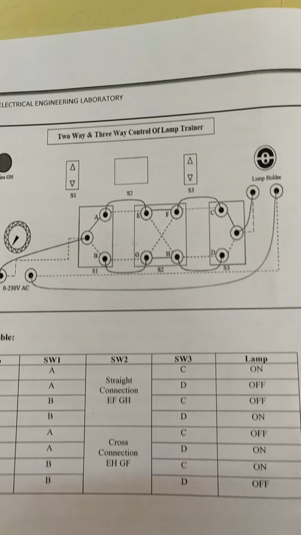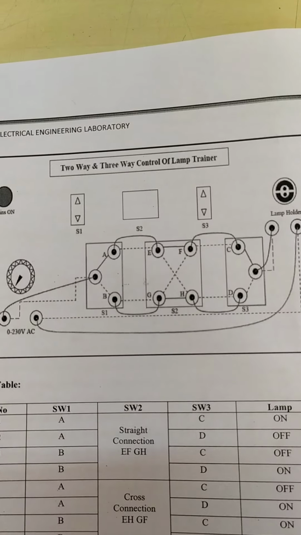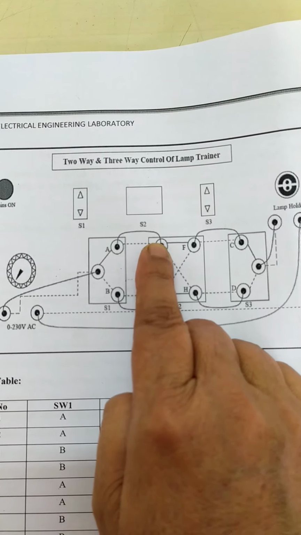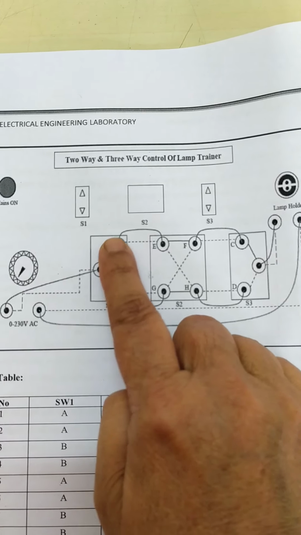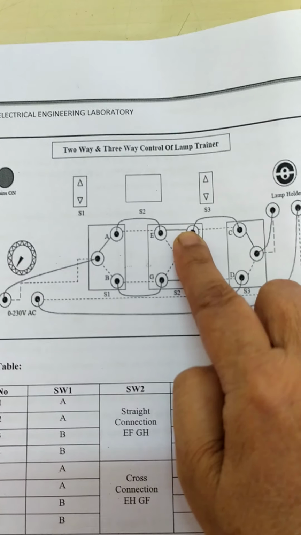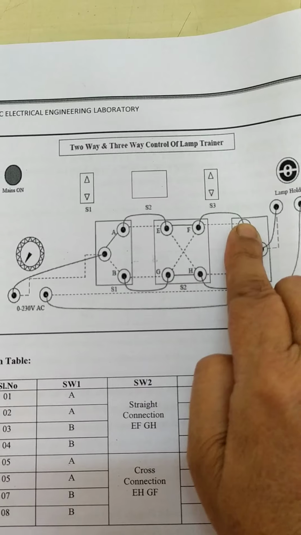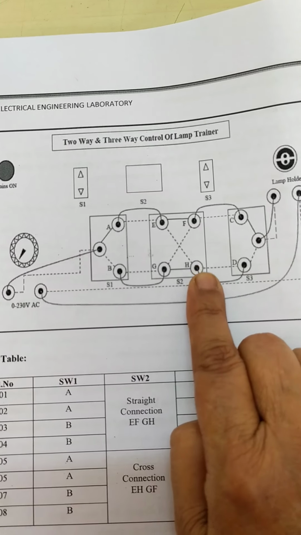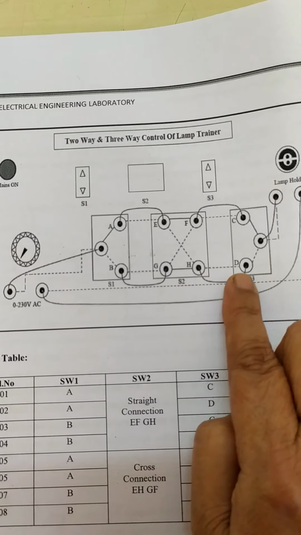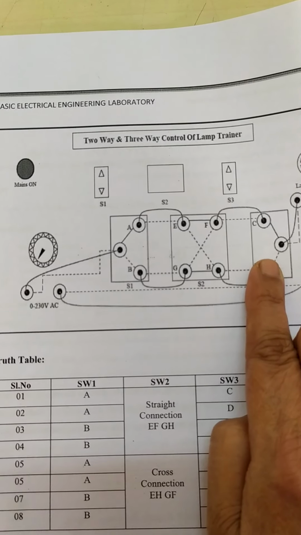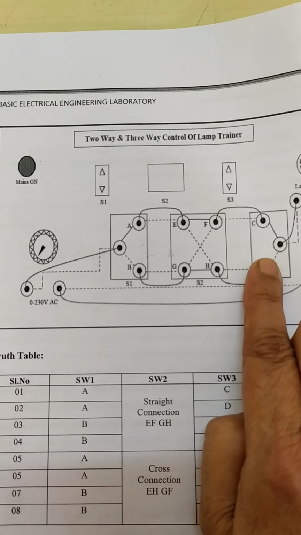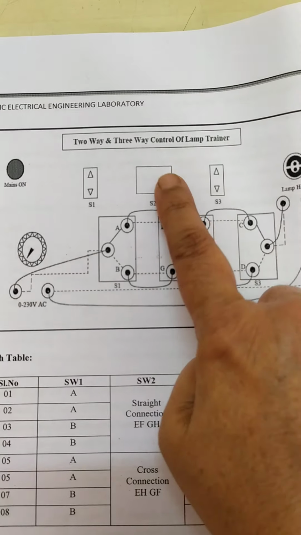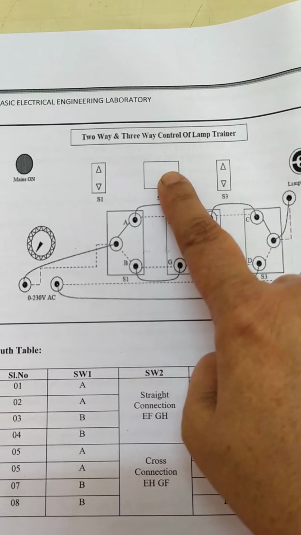Fine. And this is the connection diagram. In this connection diagram, just see the connections. E to F is connected. A to E, then E to F, then F to C. And here B to G, then G to H, then H to D. Changing the position of the switch, that is cross and the straight connection, is given by this switch.